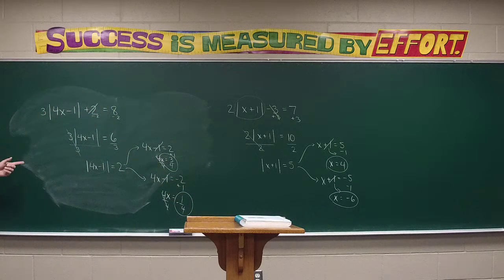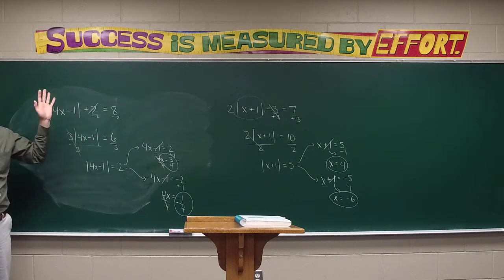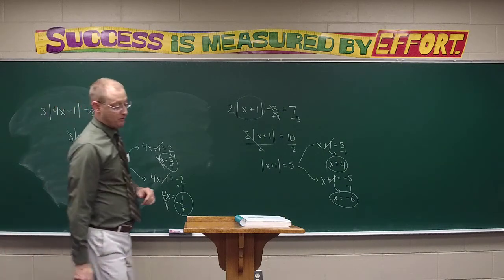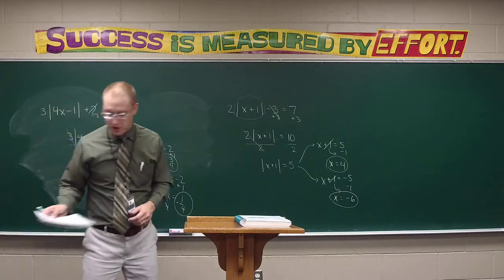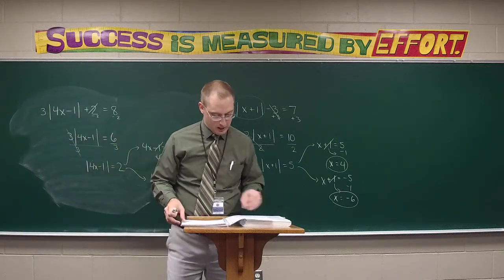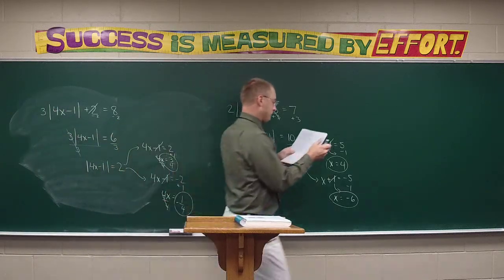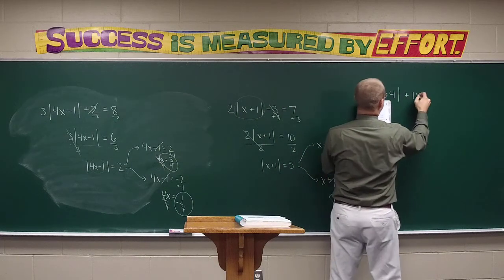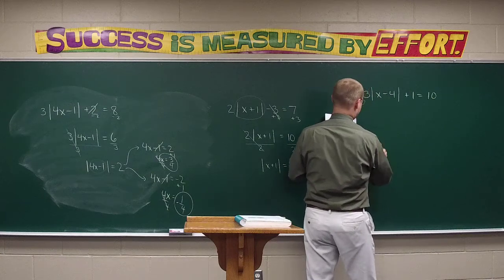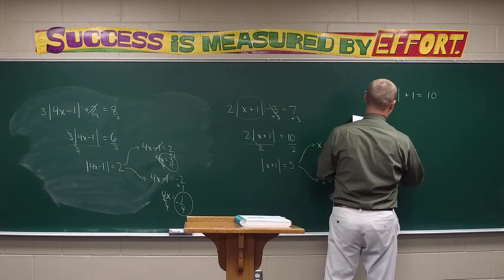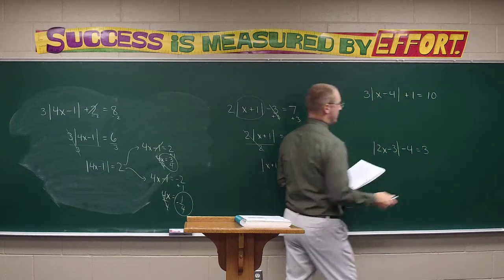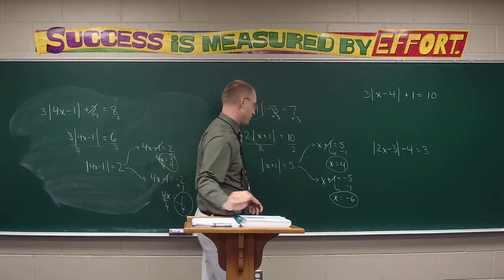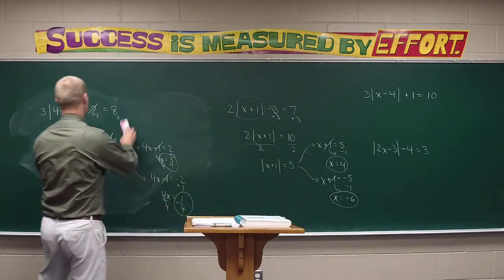Questions on absolute value equations? How many feel like I got this? All right, good. It helps if you remembered from previous years, but even without, I should be pretty good with this. All right, I've got two problems for you to work. 3 times the absolute value of x minus 4 plus 1 is equal to 10. And then also the absolute value of 2x minus 3 minus 4 is equal to 3. And work both of those at your seats.